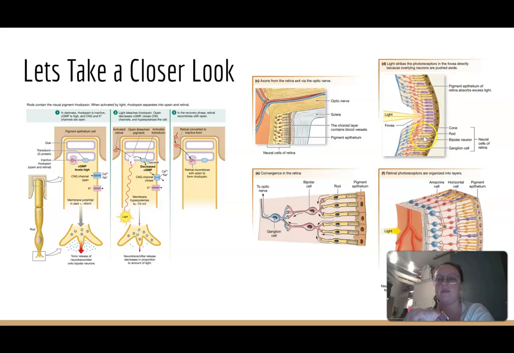It hits the back area, and then we actually move in this direction from the rods, the bipolar cells, to the ganglion cell, and then to the optic nerve. And so when light hits, whether it's in light or darkness, that determines our action potential.